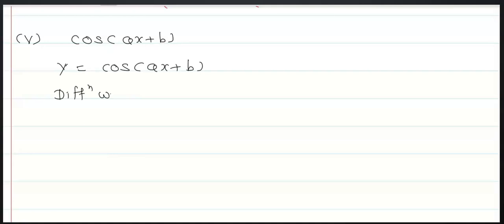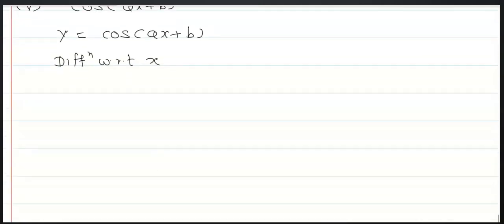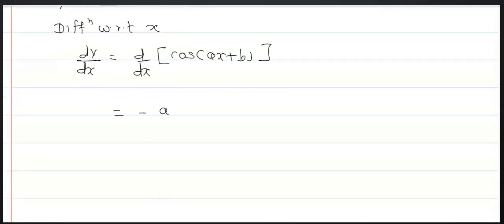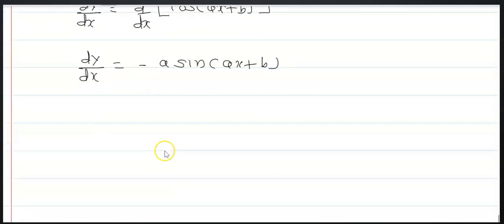Now it's the first derivative. Differentiate this with respect to x. That is dy by dx is equal to the derivative of cos of ax plus b. Its derivative is minus sine of ax plus b into the derivative of ax plus b, which is a. This is the dy by dx.